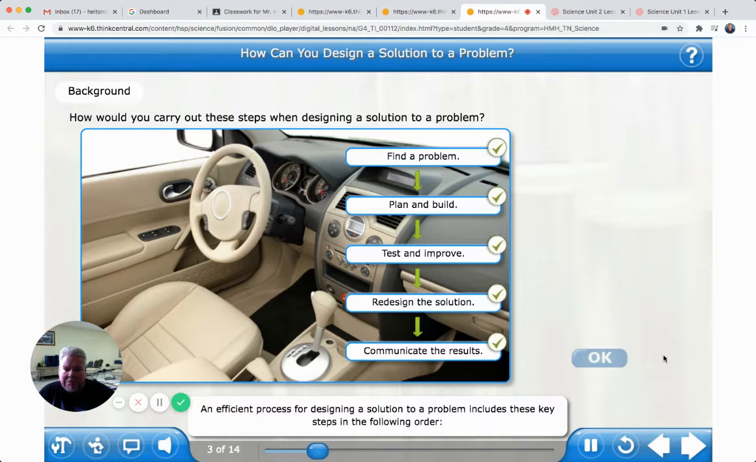An efficient process for designing a solution to a problem includes these key steps in the following order. Find a problem, plan and build, test and improve, redesign the solution if needed, and finally, communicate the results.